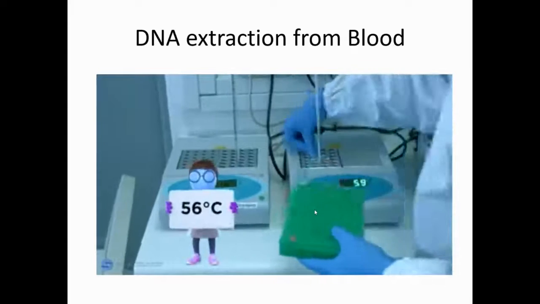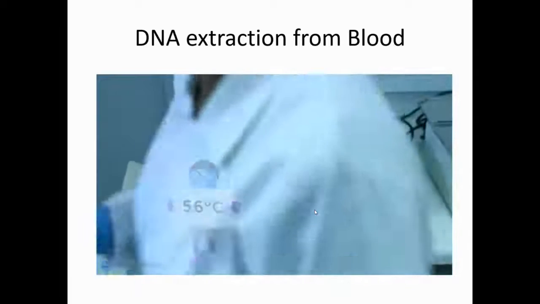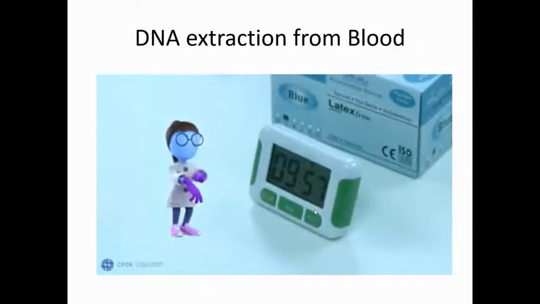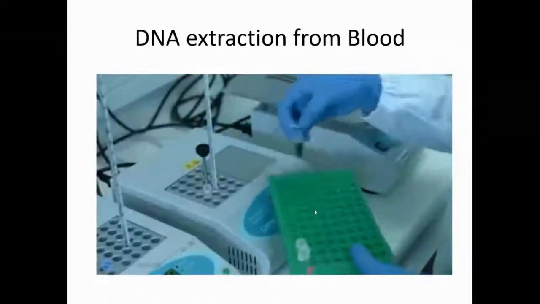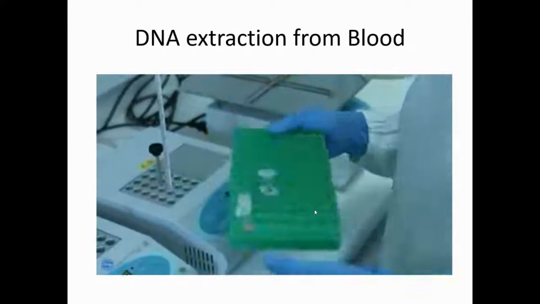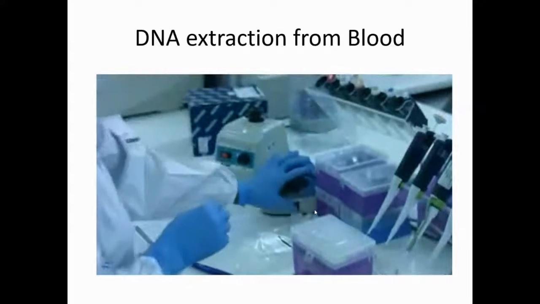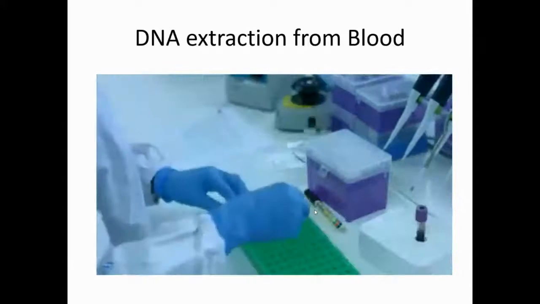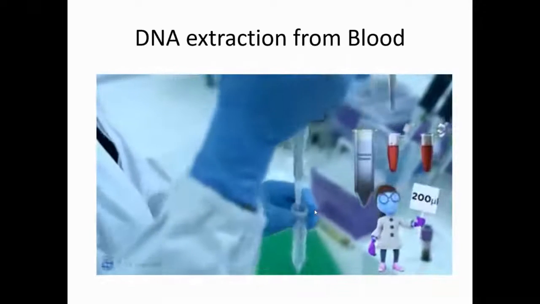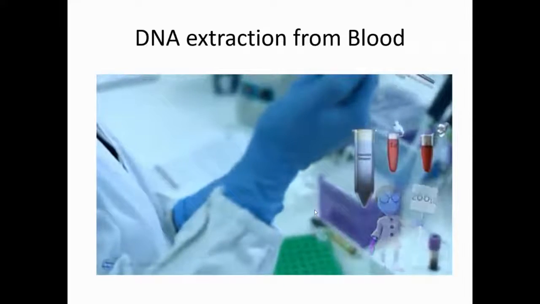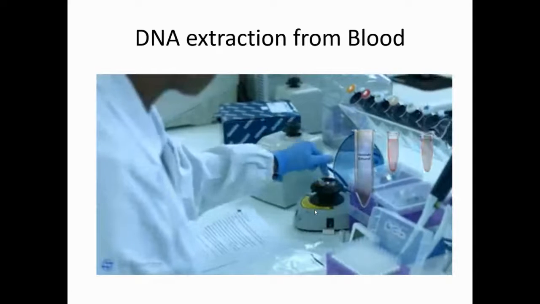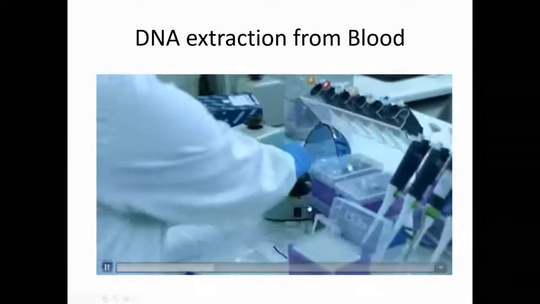Transfer the microtubes to the heating block that has been set at 56 degrees centigrade and incubate the samples for 10 minutes. At the end of the incubation period, remove the samples from the heating block and briefly centrifuge to remove any droplets from the lids. Add 200 microliters of absolute ethanol to each microtube and mix each sample by briefly pulse vortexing for about 15 seconds. Briefly centrifuge the microtubes.